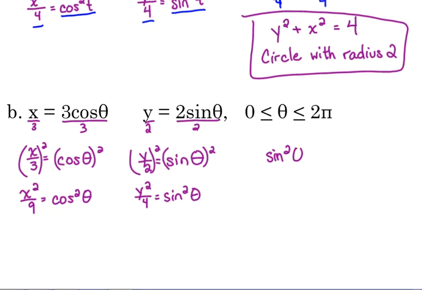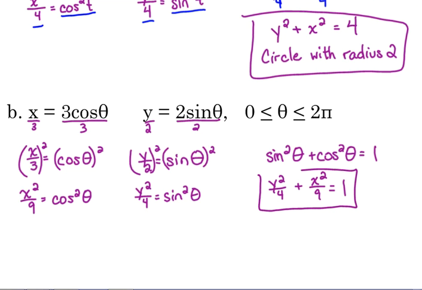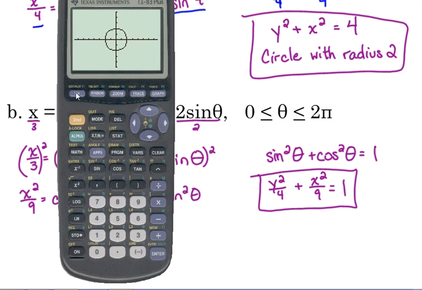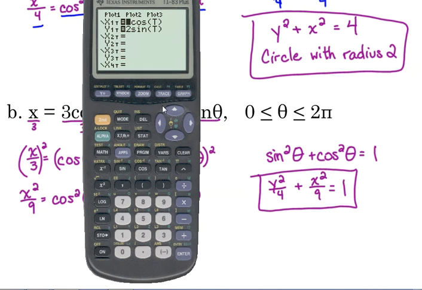Let me rewrite my Pythagorean identity again, so you can see the substitution. Y squared over 4 plus x squared over 9 is equal to 1. Now this one, they don't have the same denominator. So we're just going to leave it just like this because they don't have the same denominator. It is not a circle.